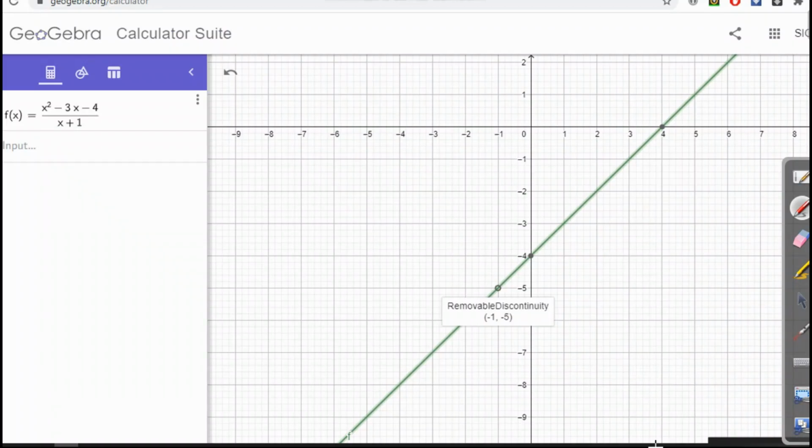Using Geogebra as the graphing software, we can have the graph of the given function. If we're going to look at this graph, it is a slanted line only because when we simplify it, we were able to have a linear function, f of x is equal to x minus 4. Now, if we're going to compare this linear function to our rational function, the only difference is that there is a value in the rational function that must be excluded, and that is the point (-1, -5).